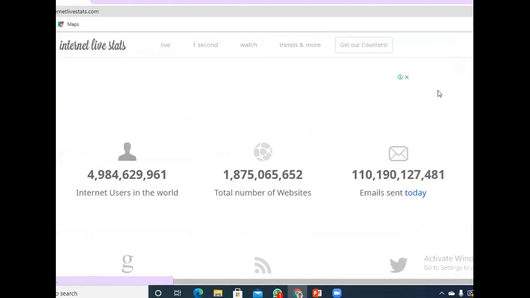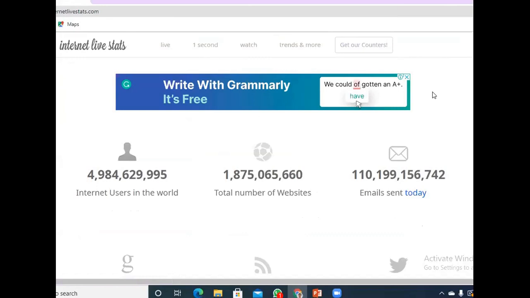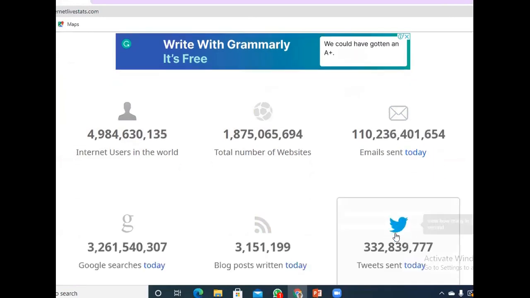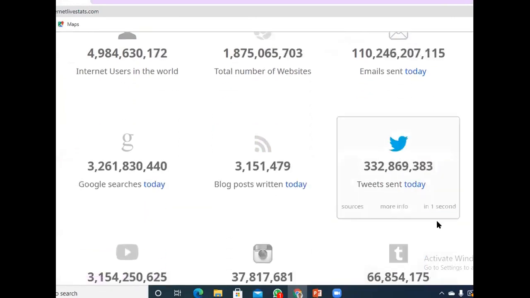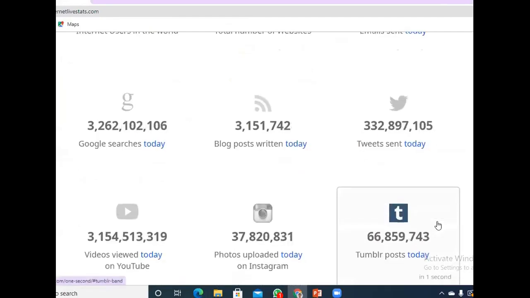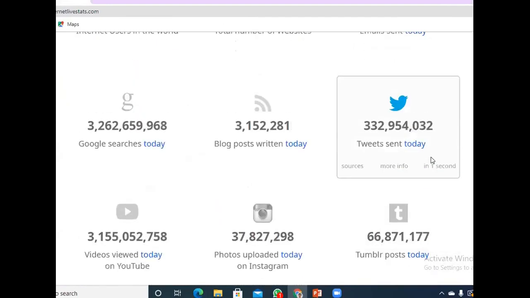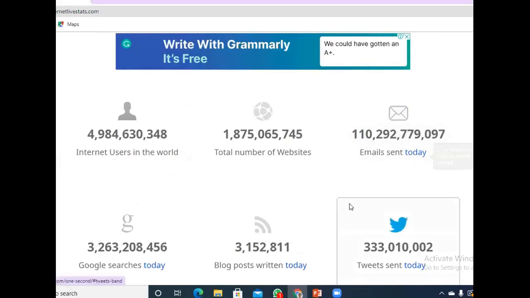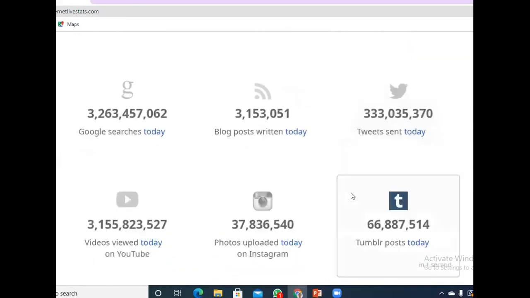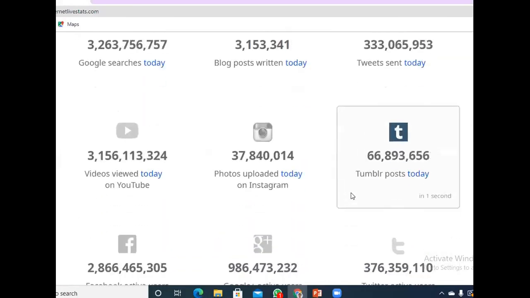Now see this URL, www.internetlivestats.com. How many internet users are connected right now? Total number of websites opened, emails sent today, tweets, Google searches today. How many videos viewed right now in this second? See the number. Now the number is increasing rapidly. You cannot read this, a huge number. That means every second thousands of users, lakhs of users are connected to this internet.